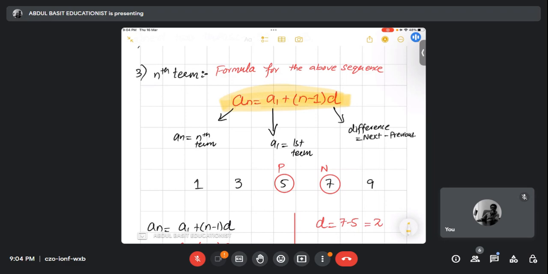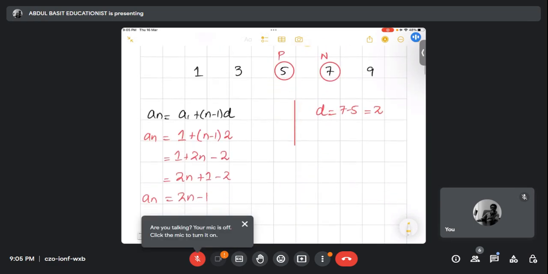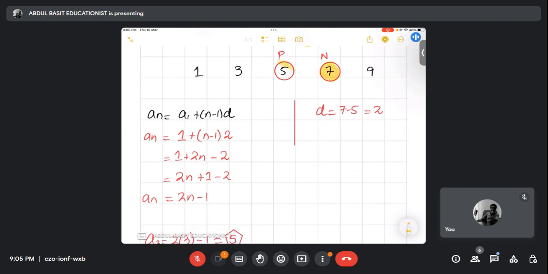Now we studied that an is equal to the nth term. A1 is the first term of the sequence, and d is the difference which is found by next minus previous. Now let's start formulating the formula for this sequence. It is 1, 3, 5, 7, and 9. So for example, if that 7 is my next number, so this 5 is my previous number. So 7 minus 5 is 2.